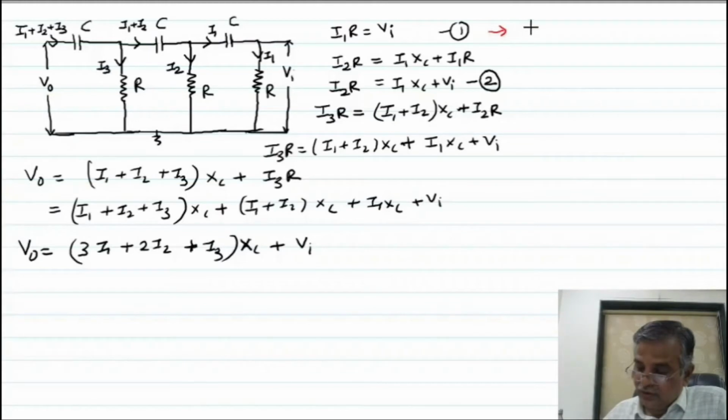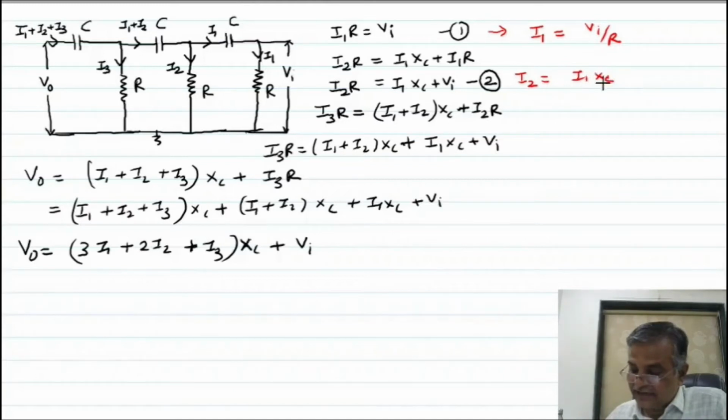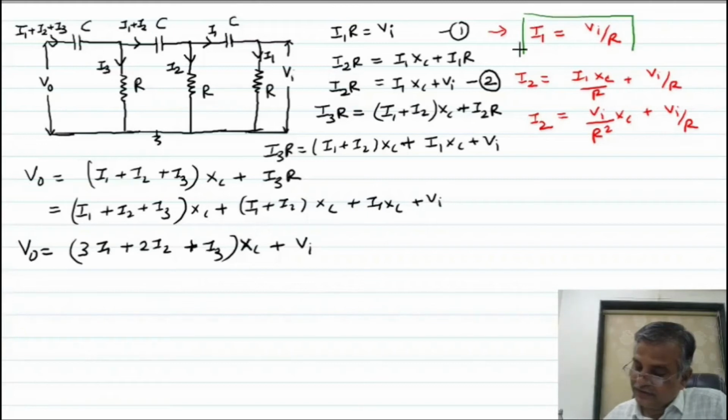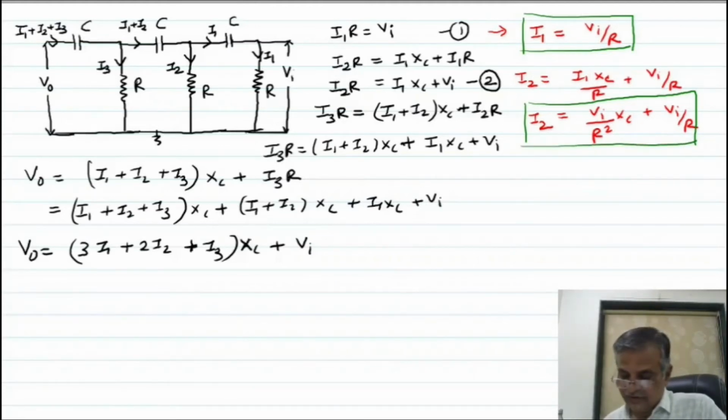From equation 1 you can write I1 is equal to Vi by R. From equation 2, I2 is I1 Xc by R plus Vi by R. So I can write Vi upon R square into Xc plus Vi by R. From this equation, I1 is Vi by R. From this equation, I2 is equal to I1 Xc by R plus Vi by R. What is I1? Vi by R. Now I will find I3.